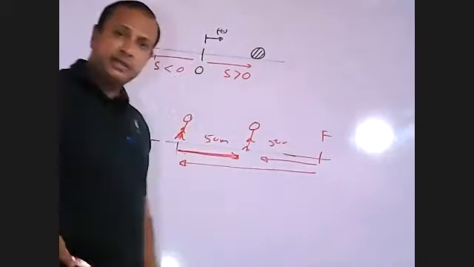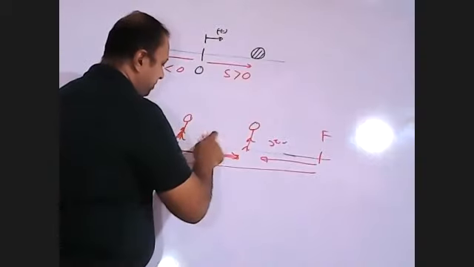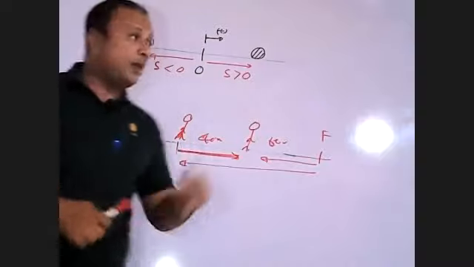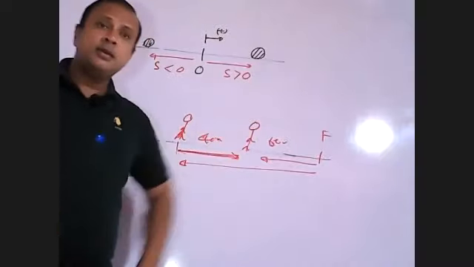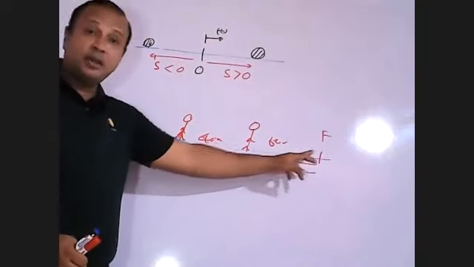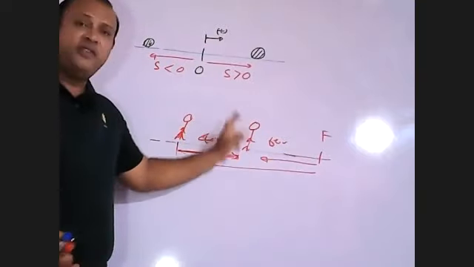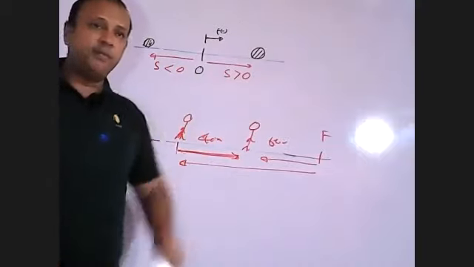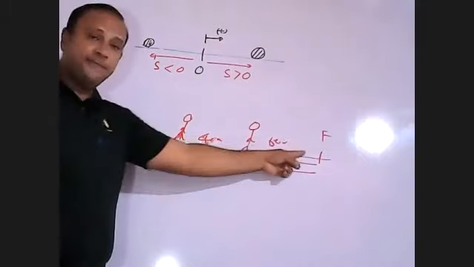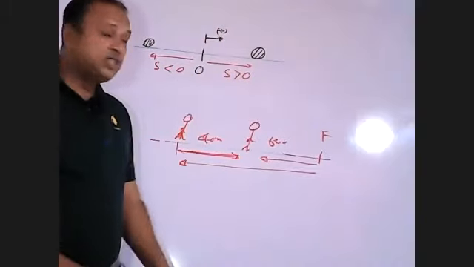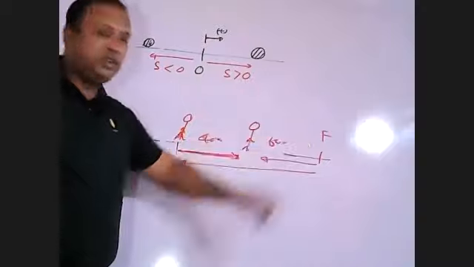Suppose this is 50 meters. Sorry, this is 40 meters and 60 meters. Now I can say you are close, 60 meters. Now you are close to the finish line by 60 meters. No, initially you are 100 meters away from the finish line. Now you are 60 meters away from the finish line.